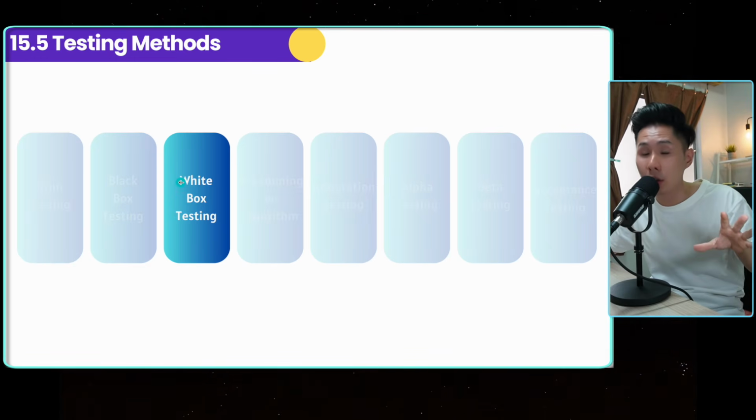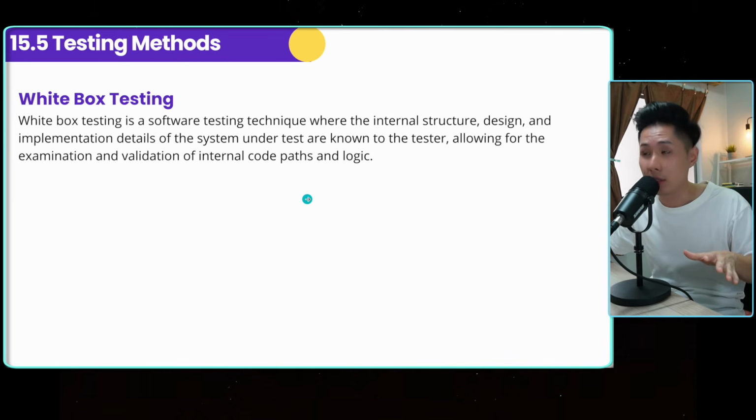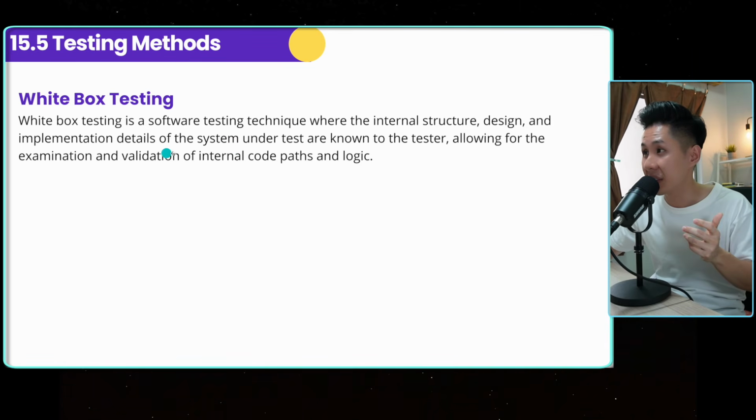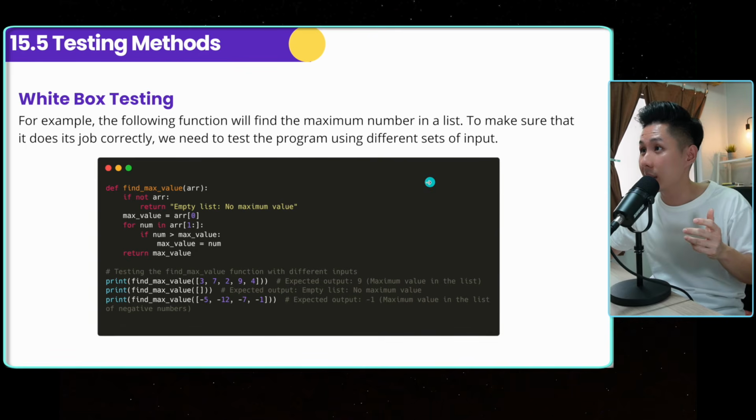The user doesn't know what's happening inside the software, whereas with white box testing, it is very clear to the user. It's a software testing technique where the internal structure, design, and implementation details of the system under test are known to the tester, allowing the examination and validation of internal code paths and logic. This is usually done by the software developers.